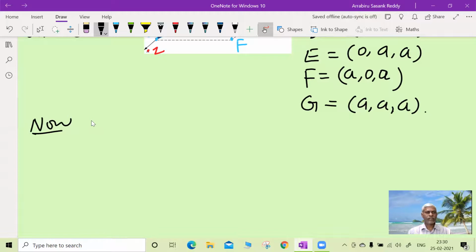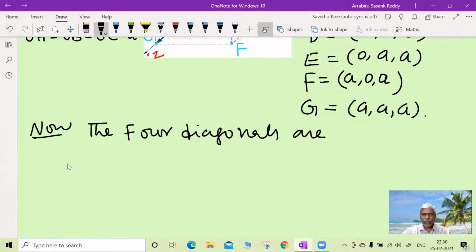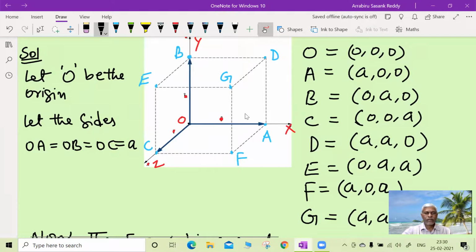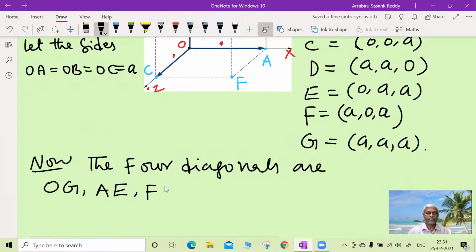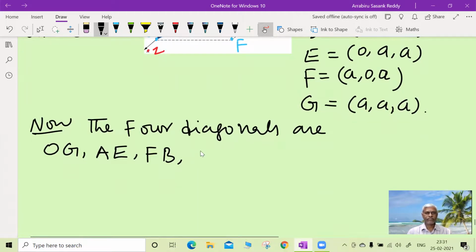Now the diagonals are OG, AE, FB, CD. Four diagonals.